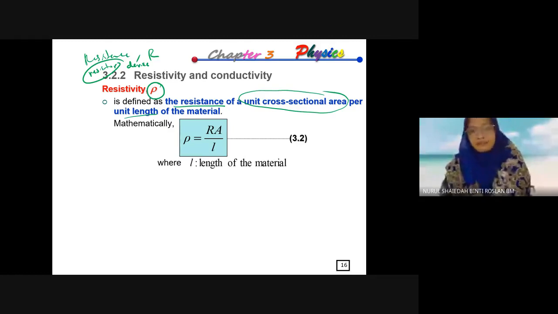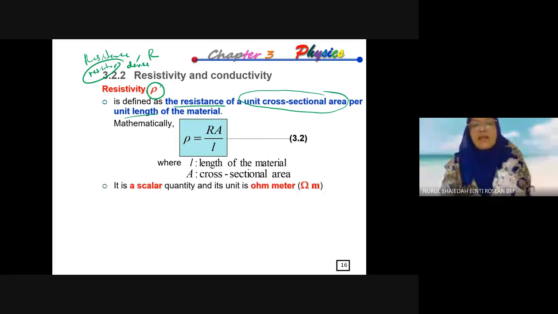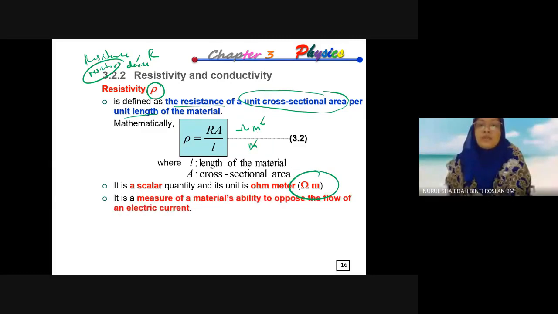Selalunya resistivity ni depend pada material. L itu adalah length, A adalah cross-sectional area, dia adalah skala. Unit dia kenapa ohm meter? Unit area m squared, unit L m, potong-potong so you dapat ohm meter. And it's a measure of material's ability to oppose. That's why saya kata dia depend pada material.